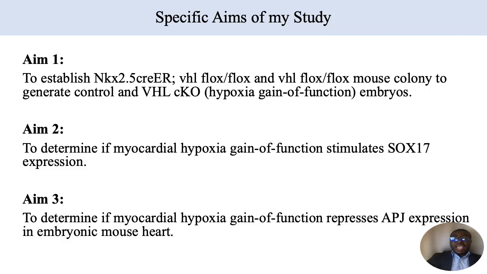For that reason, we aimed to establish a particular transgenic mouse colony, the NKX2.5 Cre VHL flox over flox mouse colony, so that we are able to generate our control and our VHL knockout mice to get embryos which have a hypoxia gain of function. Also, if we are able to establish hypoxia gain of function in the embryos, then we will determine if the myocardial hypoxia gain of function stimulates SOX17 and also if it represses APJ.